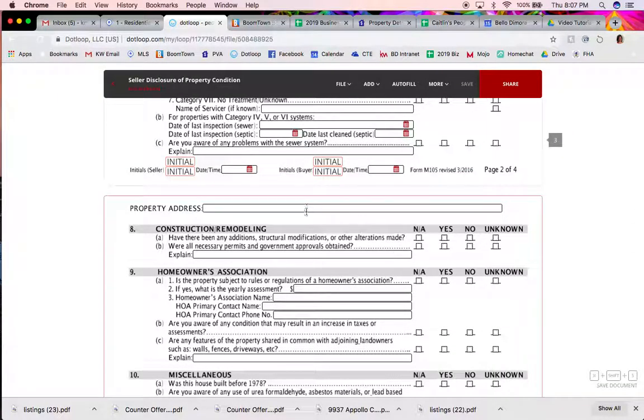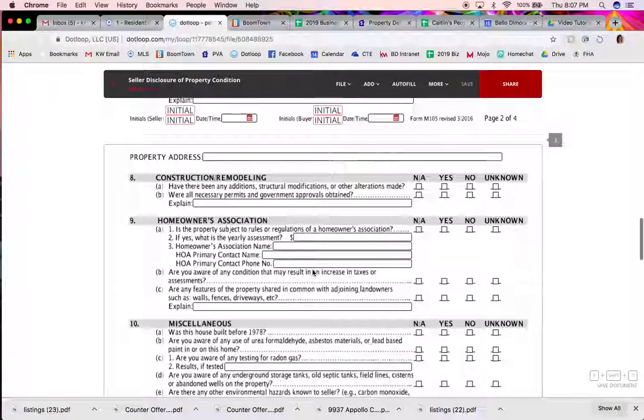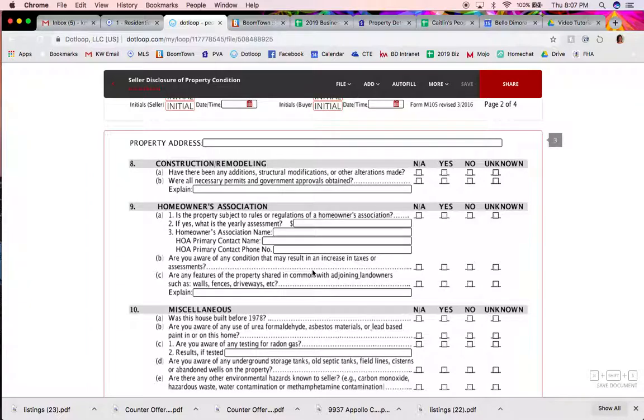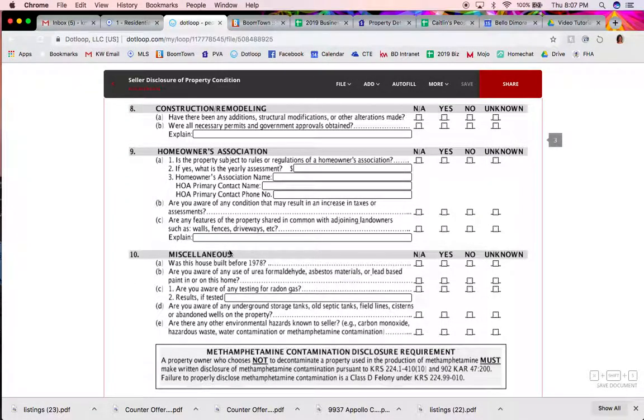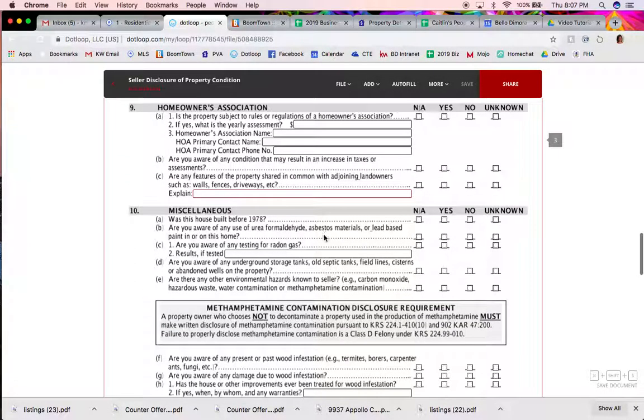On to page 3, obviously the address up there at the top again. Construction remodeling, and then if so, were there any permits that were needed or pulled? If you are in a homeowners association, or if you're not sure based on the MLS, a quick little hack is to go to the seller disclosure form and go to page 3, section 9, and see if there is a homeowners association that is due for the property that you're in.